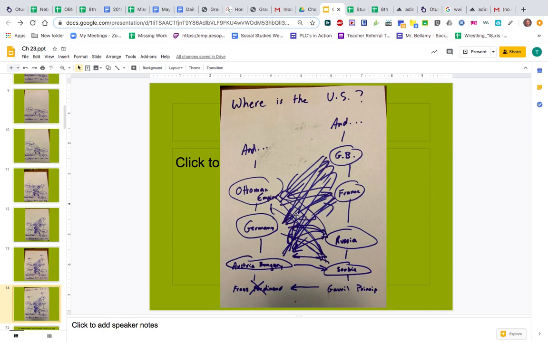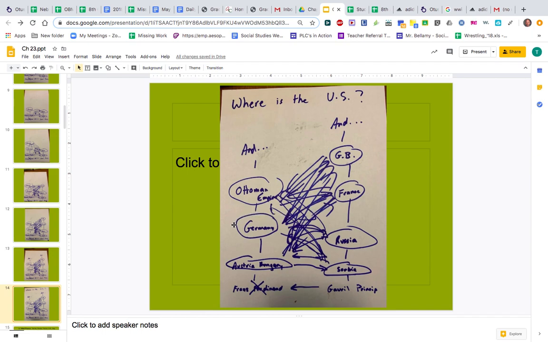Both sides want us. The Germans are like, America! And the British are like, come help us. So we're stuck in the middle and don't know where to go. We're in a really bad situation here. So why? Well, okay, think about last chapter.